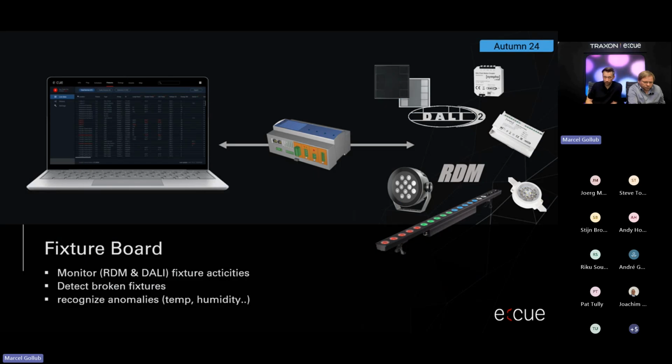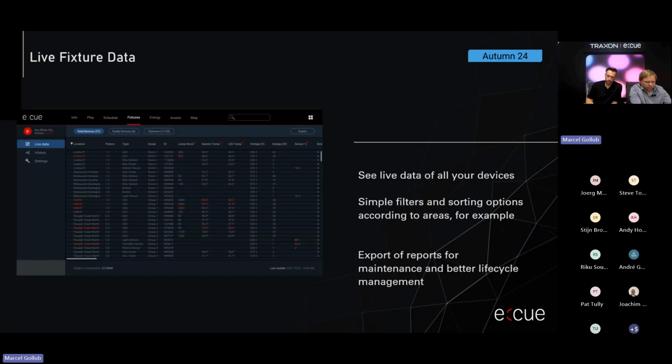Next board, this will be provided in version 2, so later this year, is called fixture board. The fixture board is, let's say, the central place where you can maintain and observe all the fixtures behind the simple nodes. So it means DALI devices which have bidirectional communication, but as well most of the Traxon fixtures and other RDM fixtures, providing feedback, and this feedback can be shown within Symphocity. You see live data of all your fixtures.